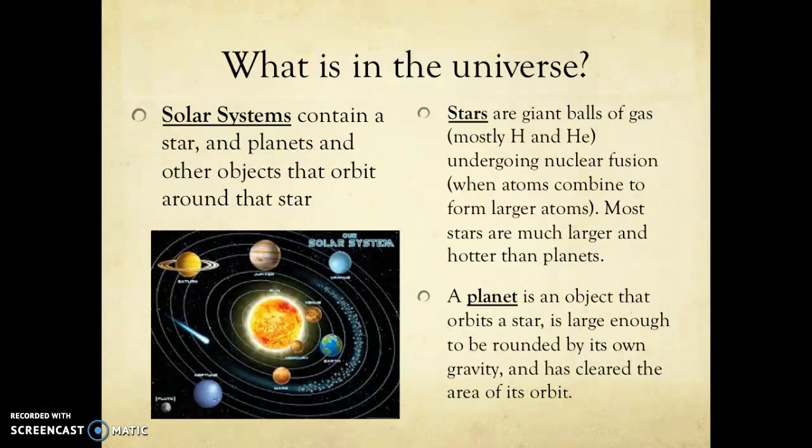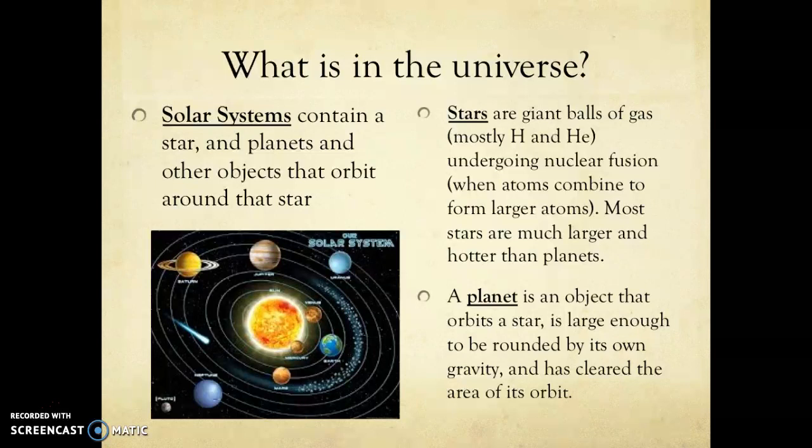We also, of course, have stars, which we'll be talking more about in a couple weeks. But basically, stars are giant balls of gas, mostly hydrogen and helium, and they undergo something called nuclear fusion. And that's when atoms combine to form larger atoms. And this really only occurs in situations where there's a lot of pressure. Most stars are much, much larger and hotter than planets.